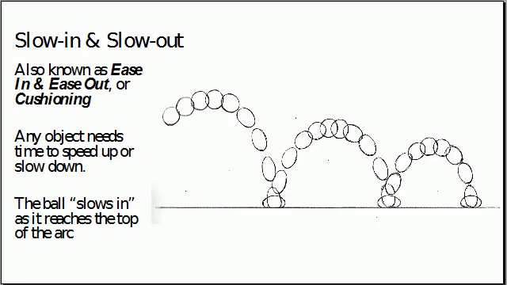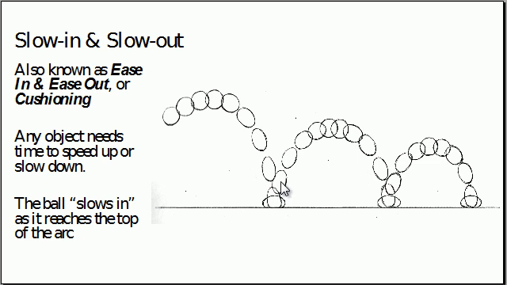Okay, slow ins and slow outs. These are also sometimes called ease-ins and ease-outs, and sometimes called cushioning. Basically, it's about physics. Objects need time to speed up and slow down. And this bouncing ball here, as it reaches the top of the arc, it will slow in to the top. Then it starts to ease out again, and then hits the ground, bounces up, and then slows in or eases into the top of the arc, and then slows out or eases out.